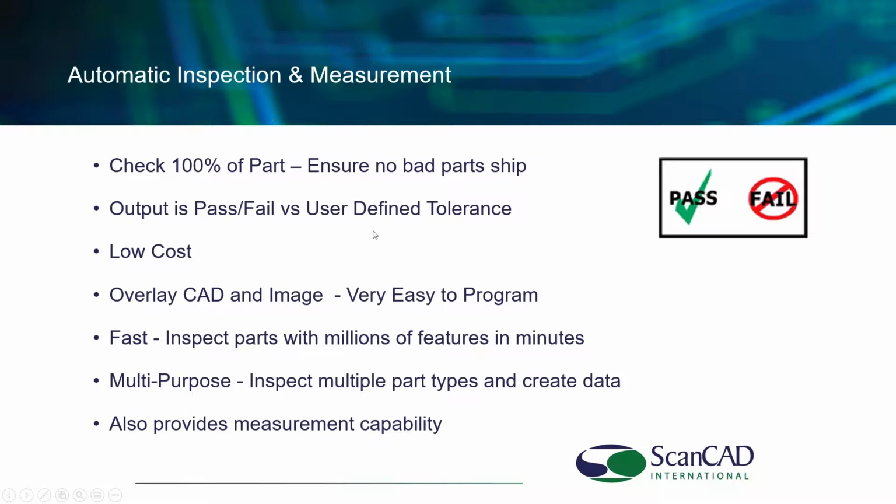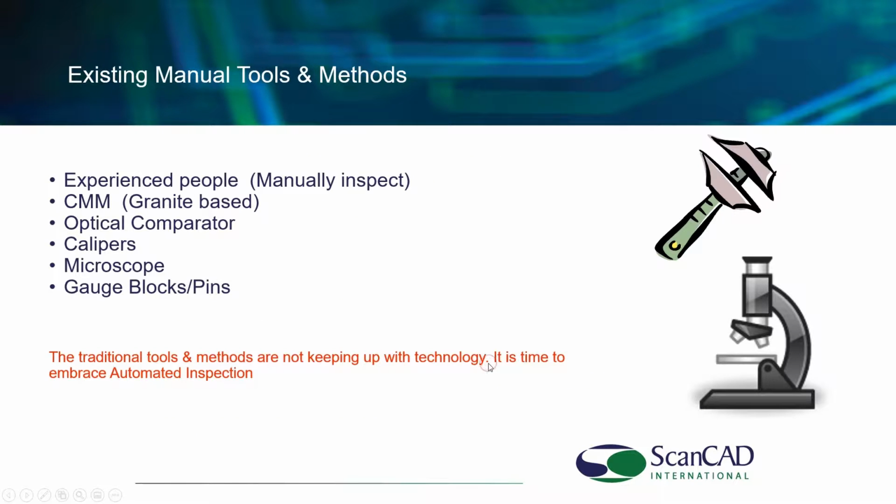Our system is 100% inspection. It is not measuring just a select number of locations. It's literally inspecting millions of features in minutes on a part. Typical inspections are about 5 minutes. Again, this is a low-cost system. We are using CAD data over the image. In some cases, if you wish, you can use Golden Board. Does the system provide measurement capability? Yes. You obviously could do those individual measurements if you want, but the focus is truly 100% inspection.